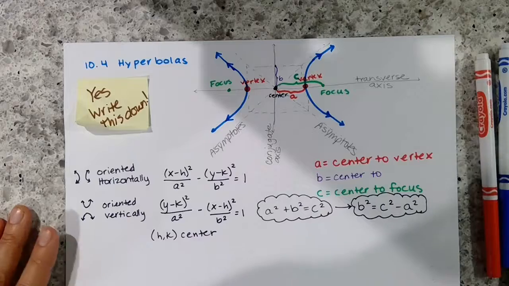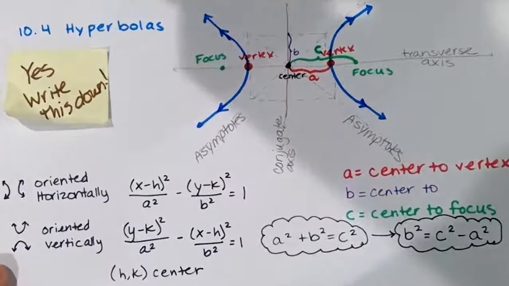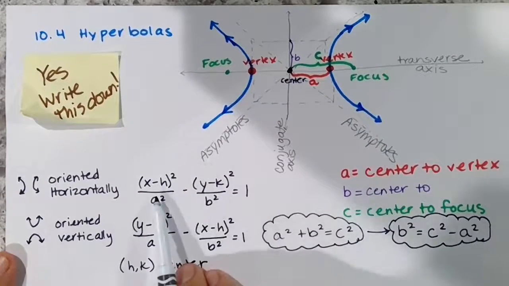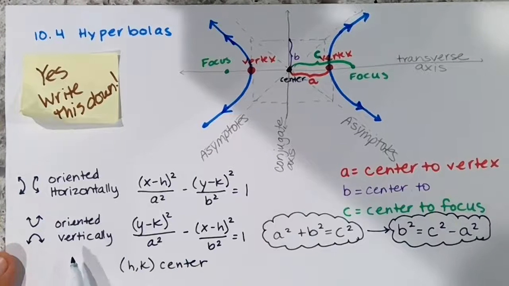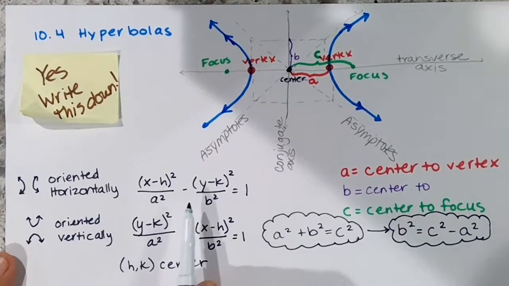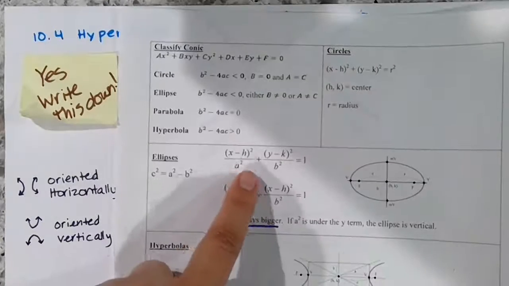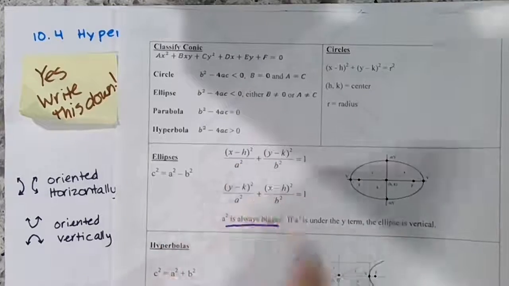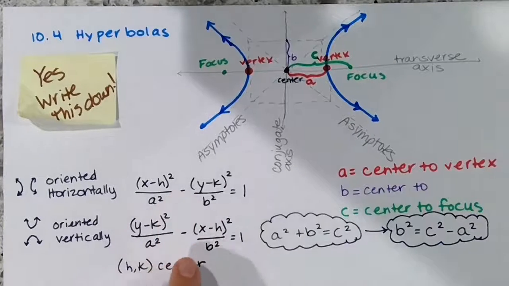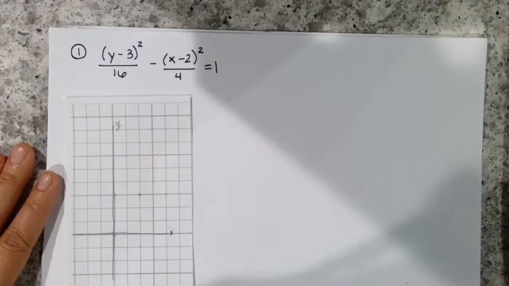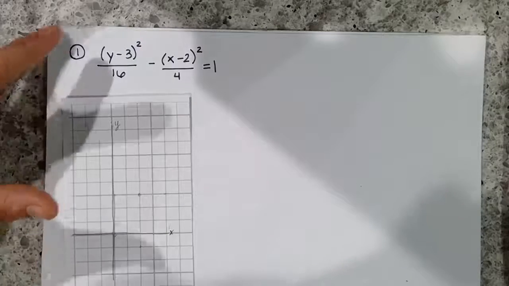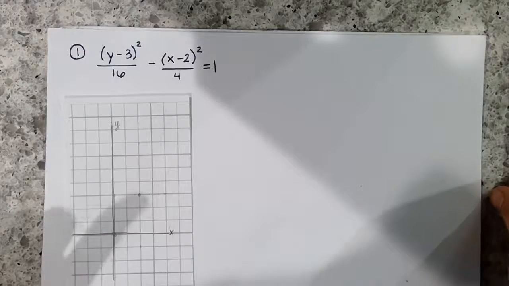And the last notes before we actually do our first problem is the formula. So go ahead and write this down: if it's oriented horizontally, if it's oriented vertically. Now, how does this equation actually look different than an ellipse equation? The ellipse equation has the plus sign. This one has a minus sign in between, and that still equals 1. Your center is at (h, k). So go ahead and copy that down. All right, so our first problem, copy that down.